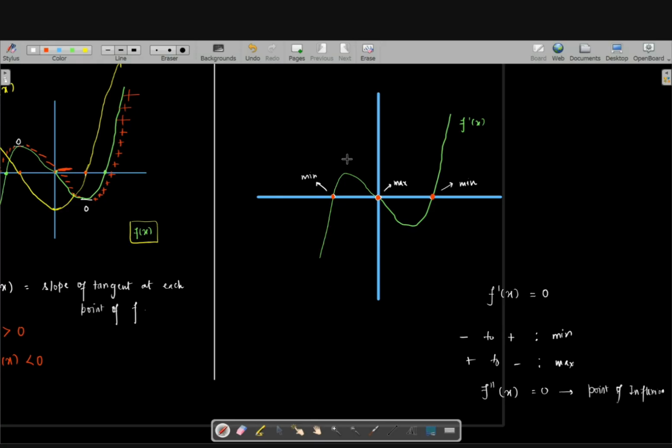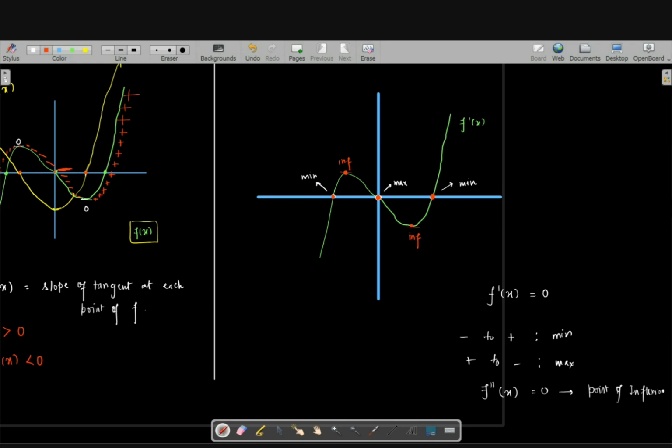Okay. So you can clearly see that at this point the slope will be 0, the derivative will be 0, the slope of the tangent will be 0. So this is one point of inflection. And then at this point, the tangent line will be horizontal. So this is again an inflection point.